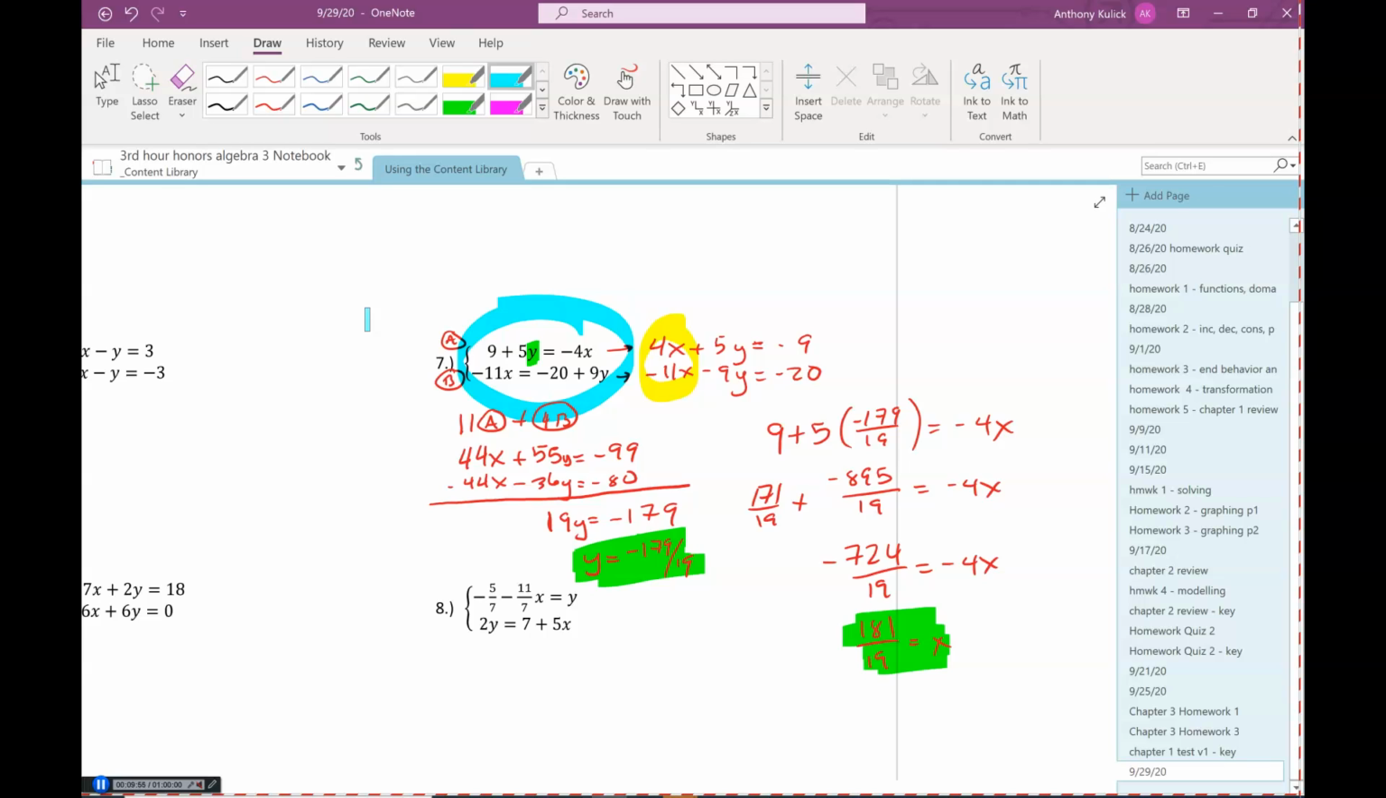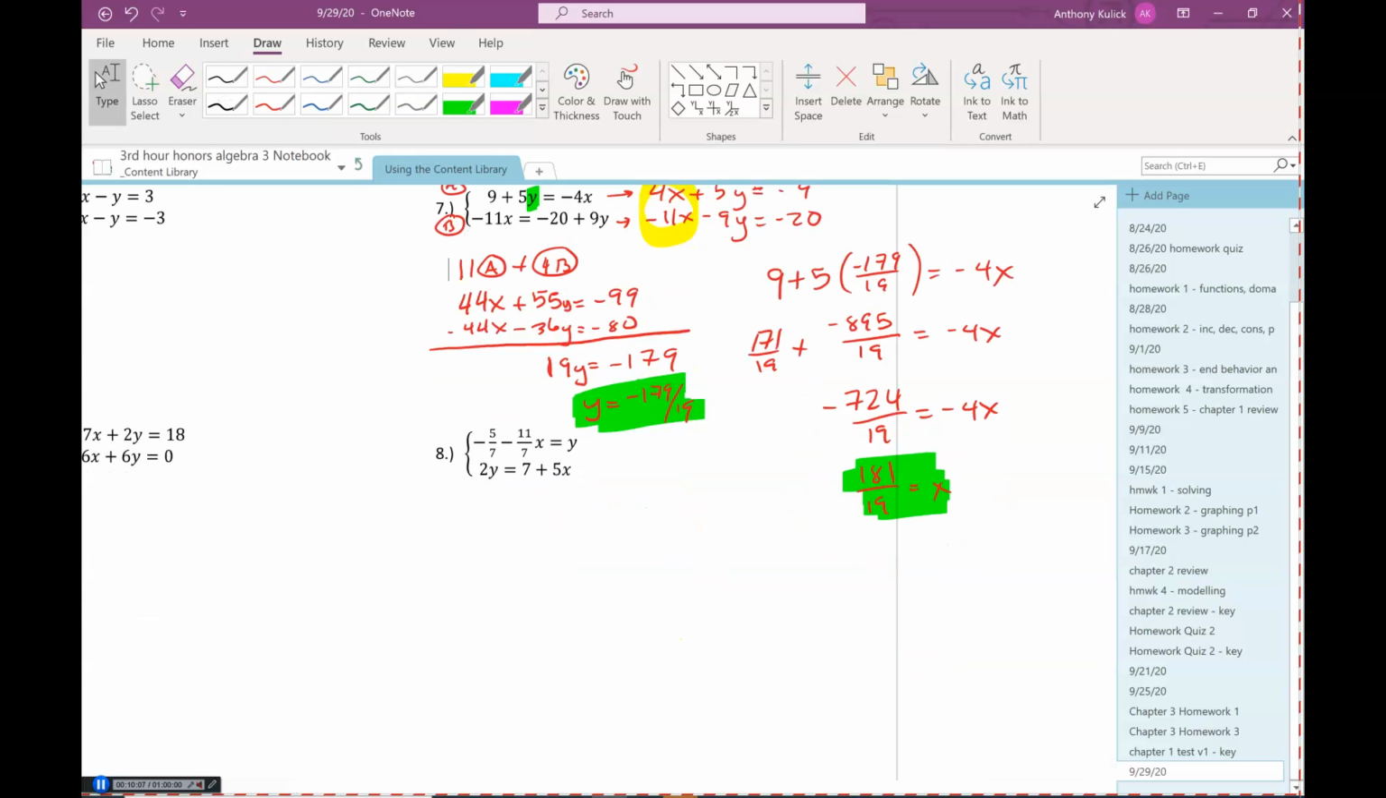Anybody else? John? Sure. Did you not like the fractions? Okay. Well, then let's get rid of them. So in equation A, I might just start by multiplying it by 7.